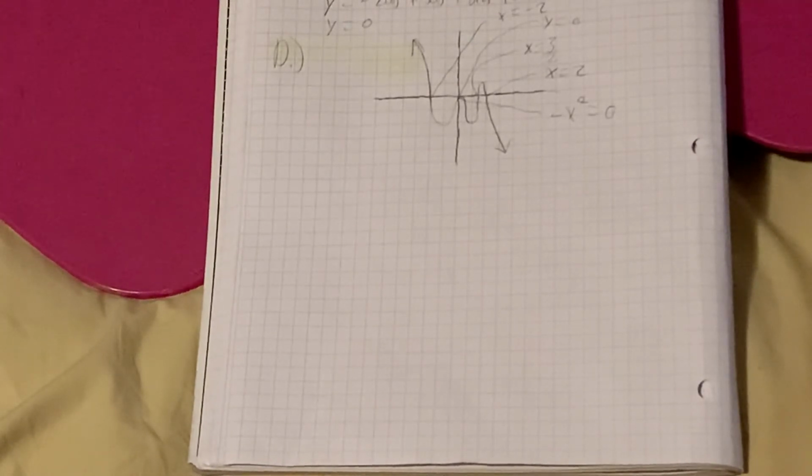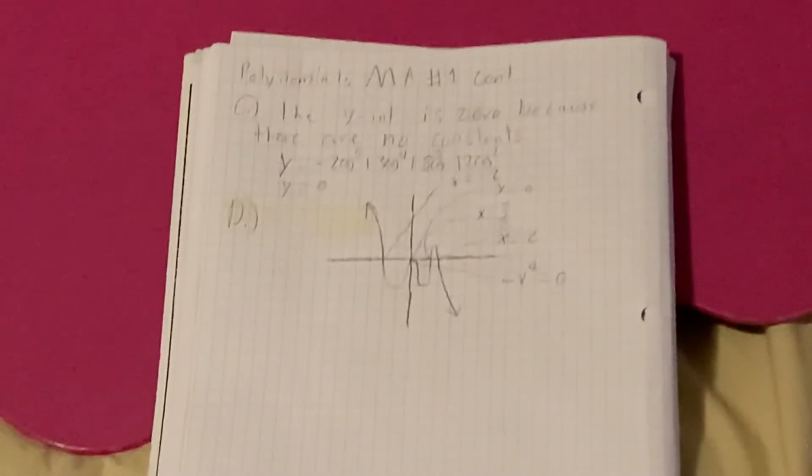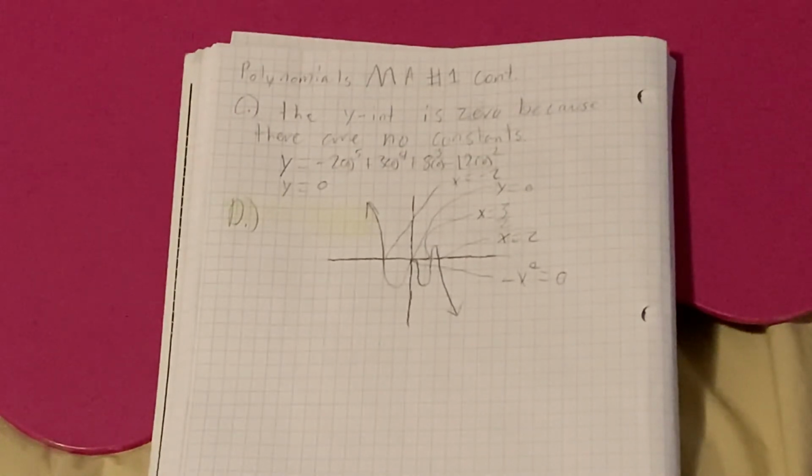Letter C was easy, because since there are no constants in the original equation, plugging in 0 into all the x's leaves you with just 0, so y equals 0.